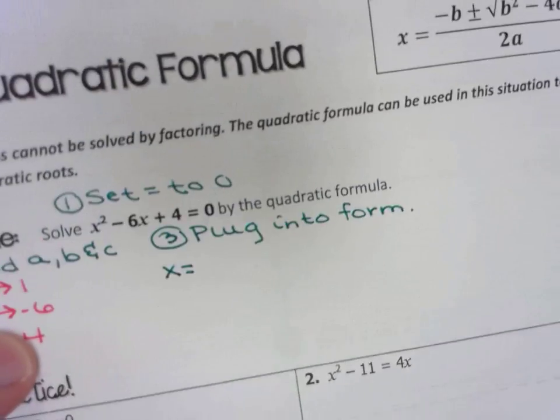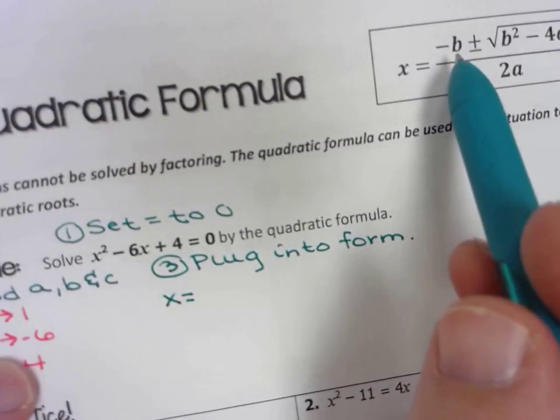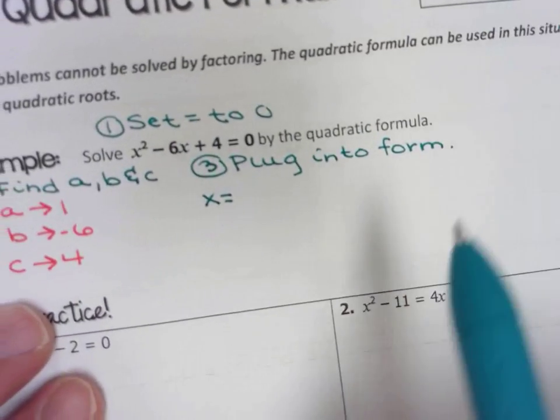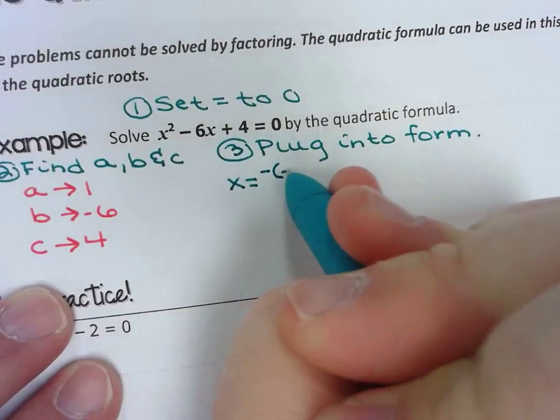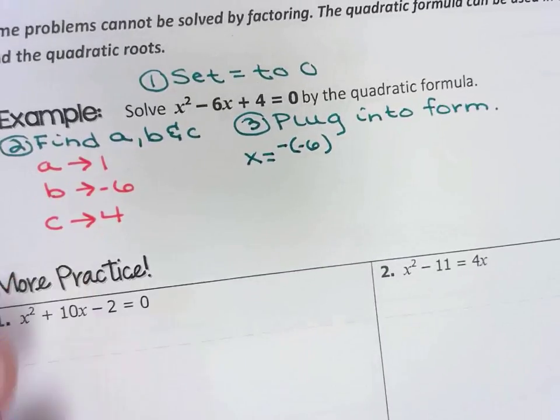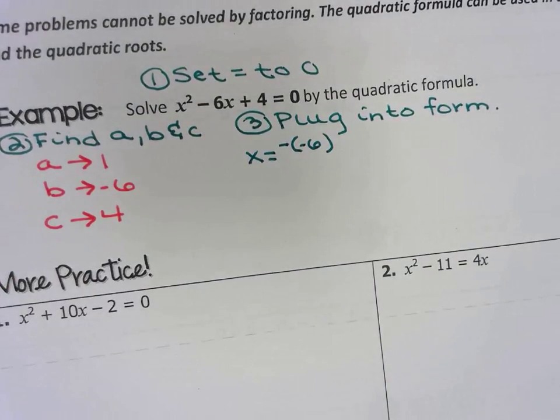X equals negative b. What is my b value? It's -6, just like we did on the warm-up. If it's a negative b, you have to put a negative out front. B is a -6, so it's a -6.